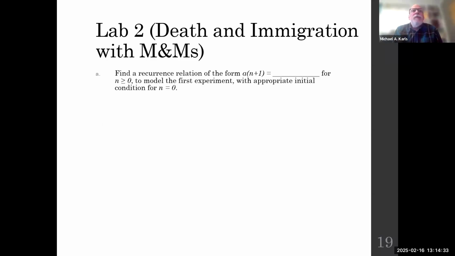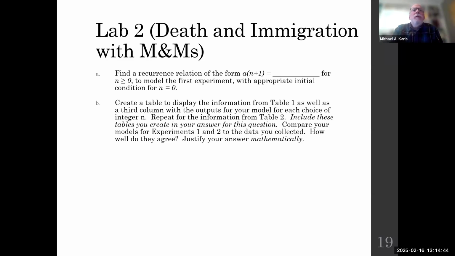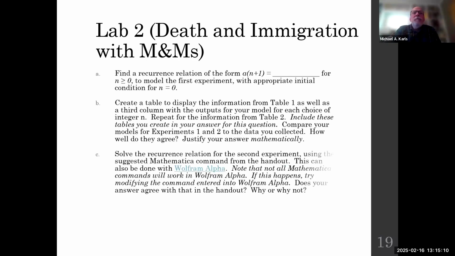Then I asked the students to find a recurrence relation of the form a at n plus 1 equals some function of n for n bigger than or equal to 0 to model the first experiment, with the appropriate initial condition for n equals 0. Then I asked them to create a table to display the information from table 1, the first experiment, as well as a third column with the outputs for your model for each choice of integer n. Do the same thing for the information from table 2 for the second experiment. I wanted them to include these tables in their answer for the question. And compare your models for experiments 1 and 2 to the data you collected. How well do they agree? I wanted them to justify their answer mathematically.